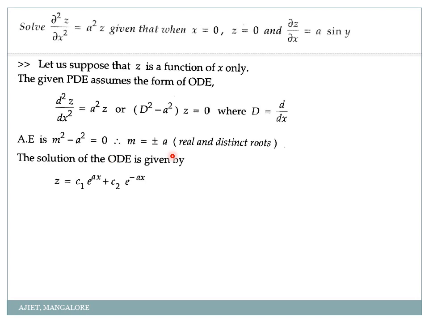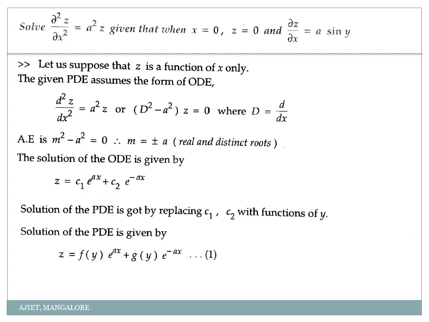See, remember my dear students, if you get only i, then it is imaginary. Now here I am not getting i, these are real roots only. So how will you write the general solution? z is equal to c1 into e power ax plus c2 into e power minus ax. Done. Now I should replace that c1 and c2 with what? What is my constant here? If your variable is x, y is a constant. So you should write c1 as f of y and c2 as g of y.